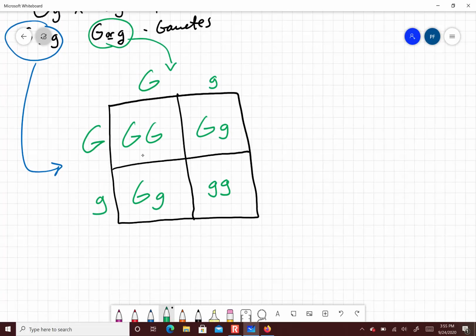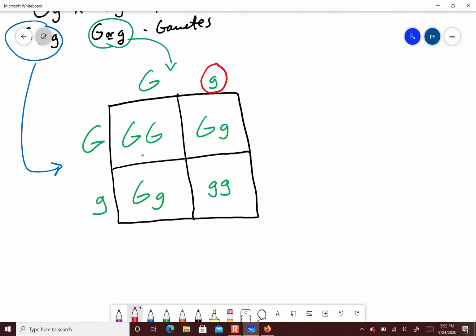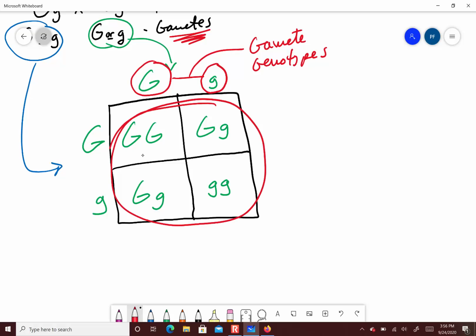Last thing I want to mention here, we should know by now that things like this little g here or this big G here, those things are gametes. Those are gamete genotypes. So if those are gamete genotypes, then what are these things? We've gone through this process, we've built this Punnett square, we have these four boxes, we have these things inside the four boxes. So what does it mean? What did we really create here?